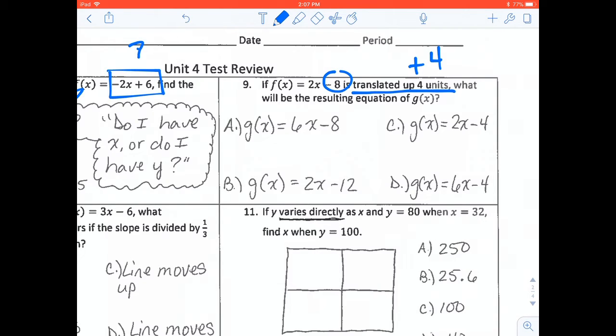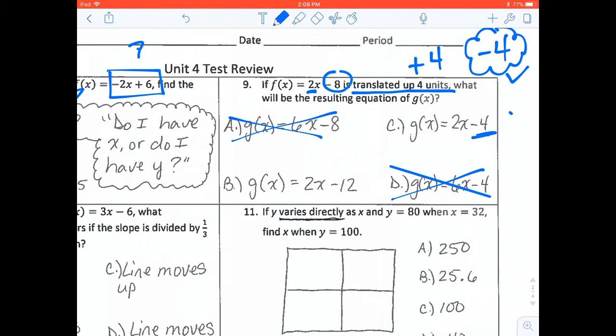They're not asking you to do anything to the slope. So our slope is going to still be 2. Goodbye letter A, goodbye letter D. And if negative 8 plus 4, we should have a new y-intercept of negative 4. My answer is C.